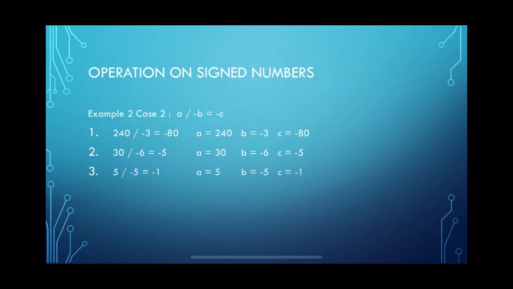For number 3, we have 5 divided by negative 5 is equal to negative 1, where A is equal to positive 5, B is equal to negative 5, and C is equal to negative 1. For number 4, we have 16 divided by negative 2 is equal to negative 8, where A is equal to 16, B is equal to negative 2, and C is equal to negative 8. For number 5, we have 18 divided by negative 9 is equal to negative 2, where A is equal to 18, B is equal to negative 9, and C is equal to negative 2.